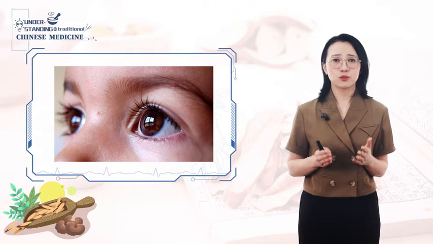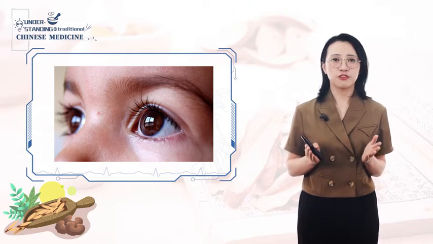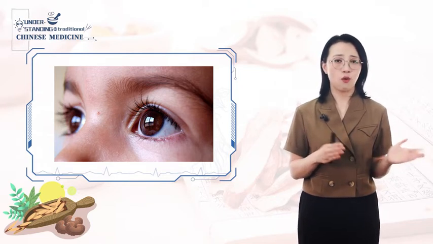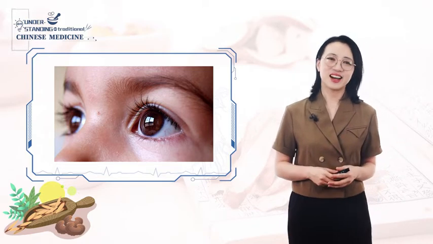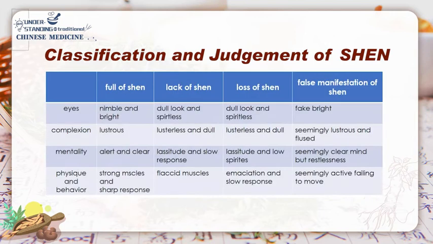The bright eyes with flexible movement and good vision indicate healthy or weak? I think this is a stupid question, right? As we found in this chart, we can do a kind of general classification and judgment of shen through eyes, complexion, mentally, physical, and behavior.